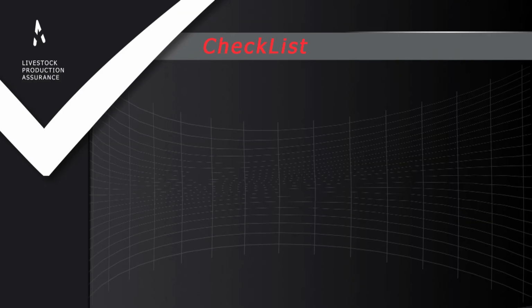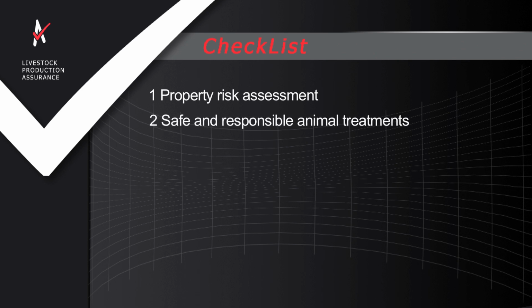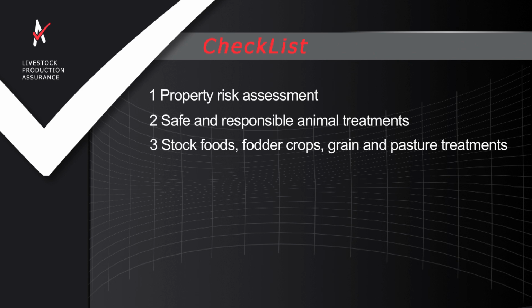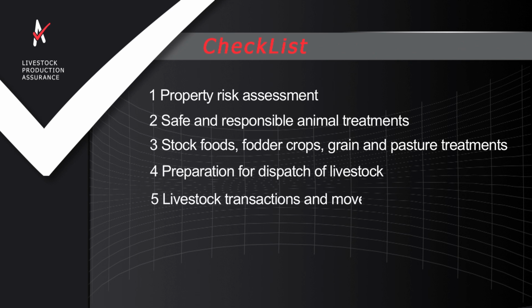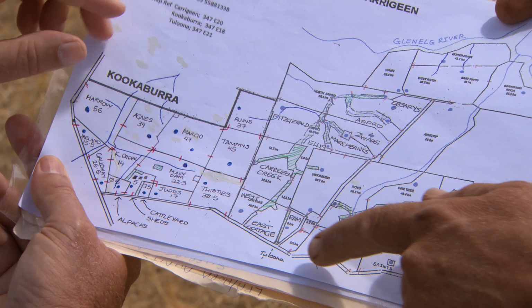To fulfill the requirements of LPA, you must minimise livestock exposure to unsafe chemicals and physical contaminants, administer animal treatment safely and responsibly, prevent livestock exposure to contaminated feed, ensure livestock are fit for transport, meet all traceability requirements, have biosecurity measures in place, and follow Australian animal welfare standards and guidelines.